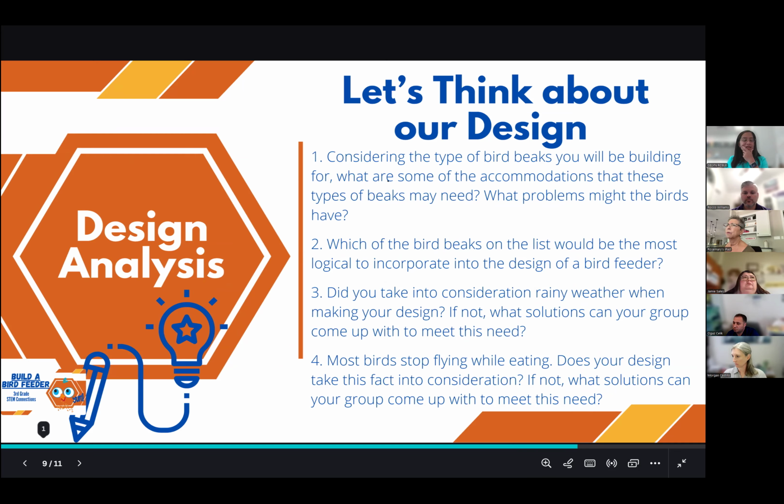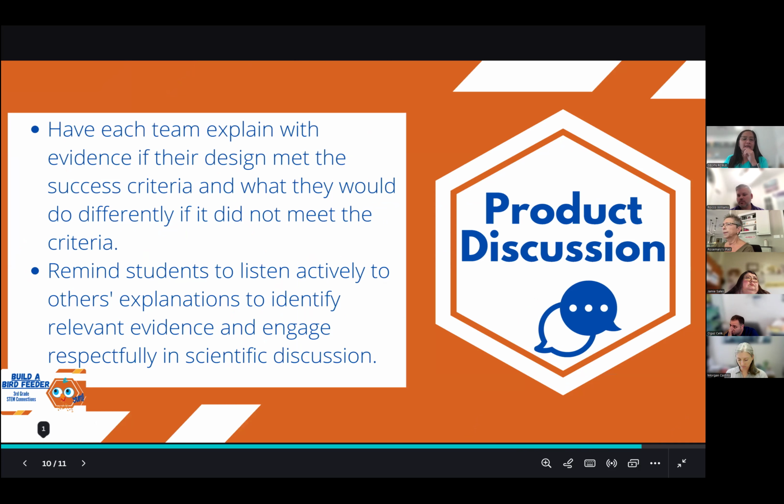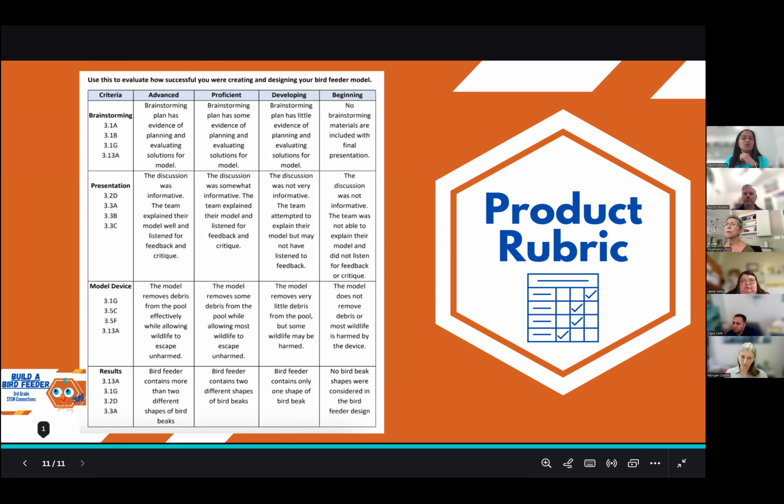And then these are guiding questions in thinking about the design. A lot of the preparation leading up to designing the bird feeder is really the analysis piece, helping students think through how they are going to go about their design. So have each team explain, and then remind students to listen actively. If you already know this, listening actively is also part of the science TEKS, so we have to include that in any teamwork or collaborative activities that we are doing with the kids.